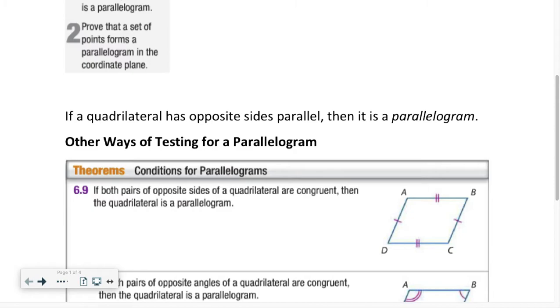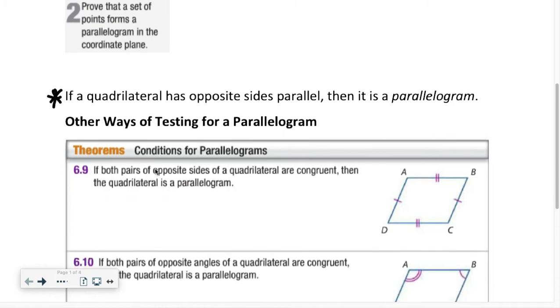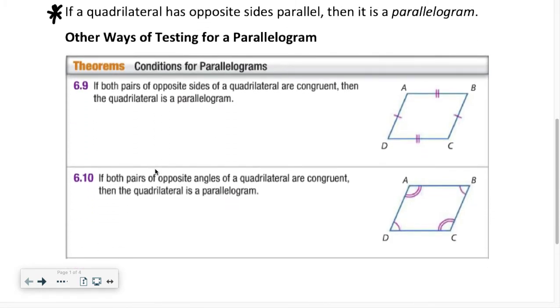Guys, that's what it means to be a parallelogram. So kind of definition type there. If you can prove that both pairs of opposite sides are parallel, then you've got a parallelogram. Guys, other ways to check this, a couple of theorems. If both pairs of opposite sides are congruent, then a quadrilateral is a parallelogram. Okay? So these are kind of reversals of yesterday, converses of yesterday. If opposite sides are congruent, then parallelogram.